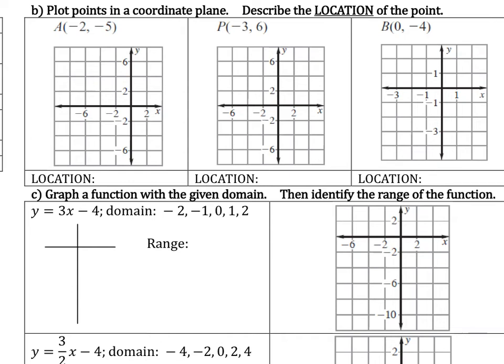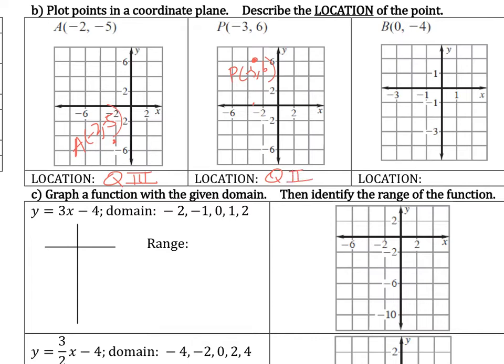Part B. Plot points in a coordinate plane and then describe the location of the point. So for the first point, A, we'll have to count -2 units to the left and then -5 units down. So it's about here. A, -2, -5. So this is located in quadrant 3. And point P, -3 units to the left, about here, and then 6 units up. So this point is here. P, -3, 6. So this would be located in quadrant 2.